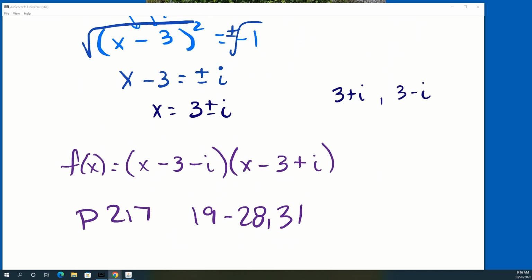I thought the square root of -1 was negative i. So the square root of -1 is i. Just i squared. i squared is -1, yes.